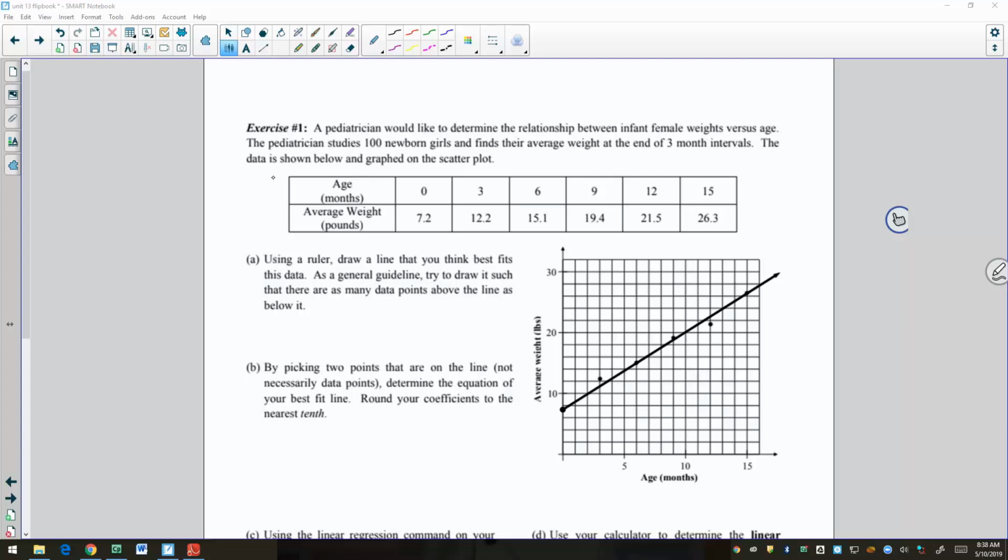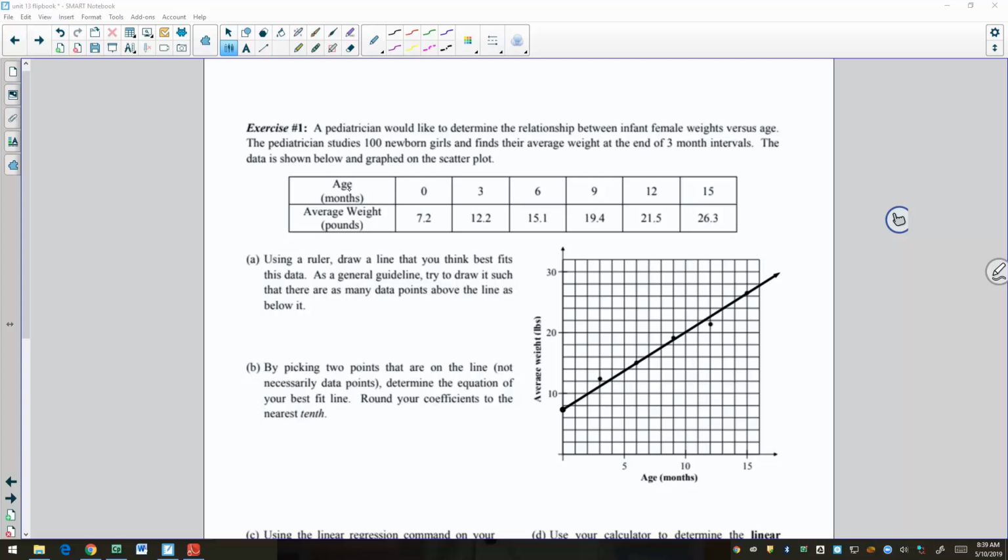This video is on Unit 13, Lessons 8 and 9, which is all on regression and finding the correlation coefficient. So this first question deals with finding the line of best fit by hand and using the calculator. Honestly, you can probably always use the calculator, but it's good practice to do it by hand as well.